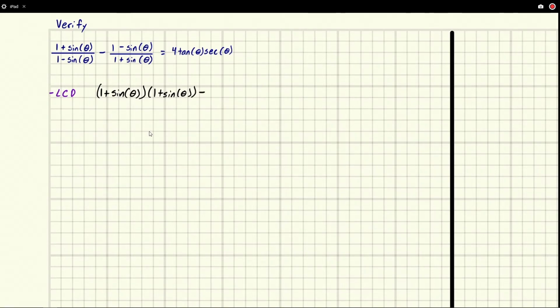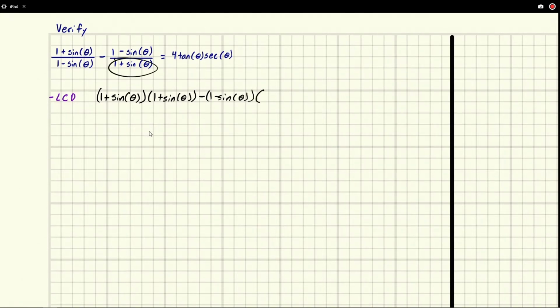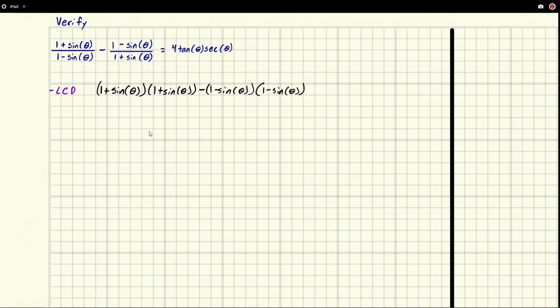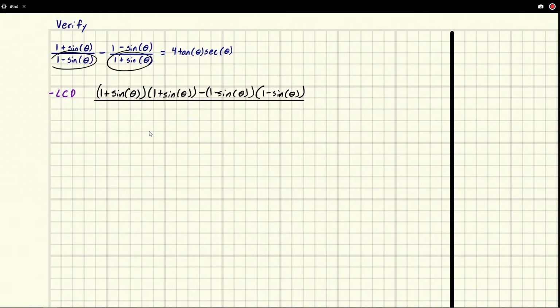And then we've got this minus sign. And then we've got our top quantity here, 1 minus sine theta, times what it's missing. This has a 1 plus sine theta, so it needs a 1 minus sine theta, times 1 minus sine theta. And this whole thing is over the two things we multiplied by, this and this. So it's going to be 1 minus sine theta times 1 plus sine theta.